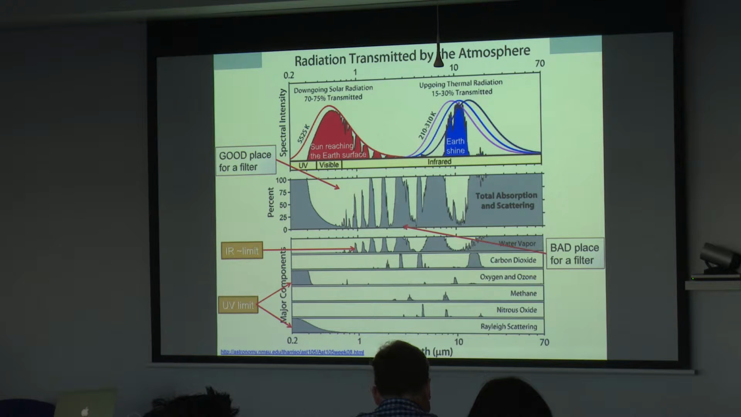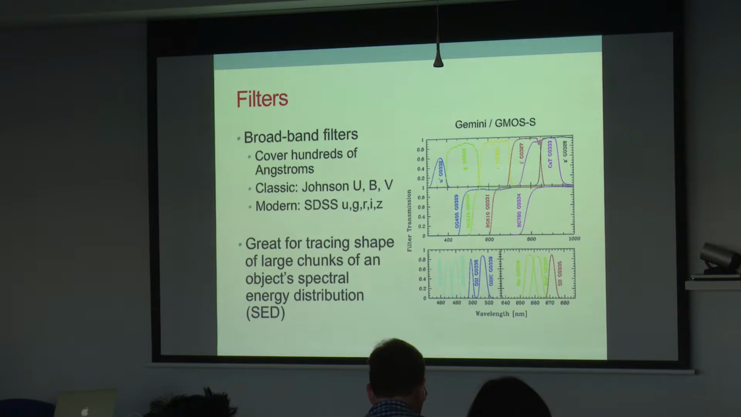So if you were to design a filter, though, to cover the infrared, you wouldn't choose one of these dark regions. You would choose something that's more transparent. And so a lot of the infrared filters in particular are actually sitting in these windows very nicely. So there's hundreds of different filters, all tuned to different science cases. Here's a sampling of filter curves in the optical region here from the Gemini GMOS camera.